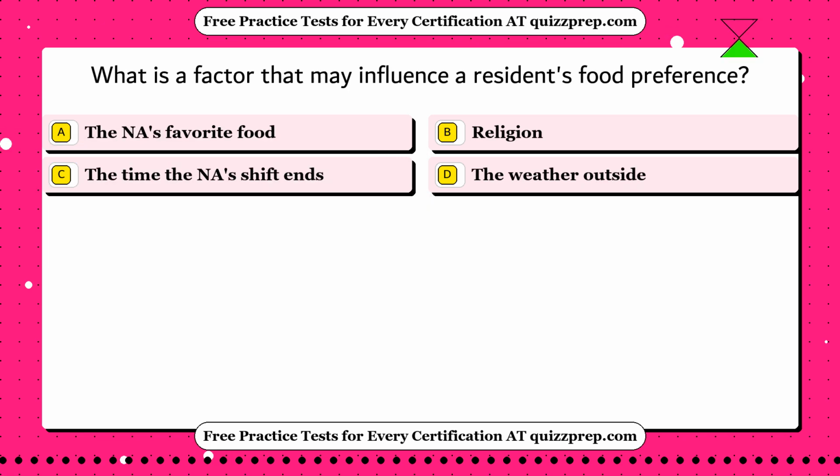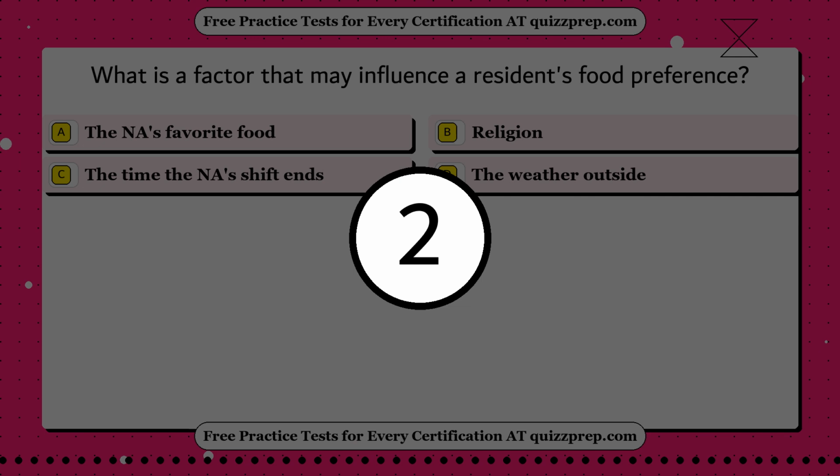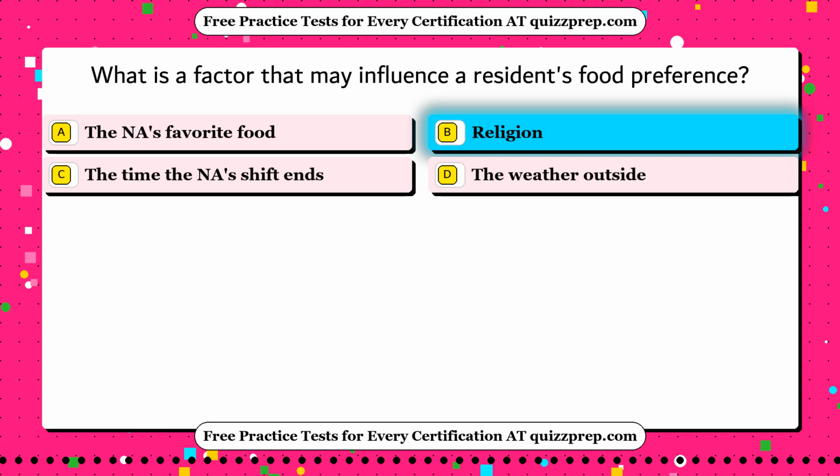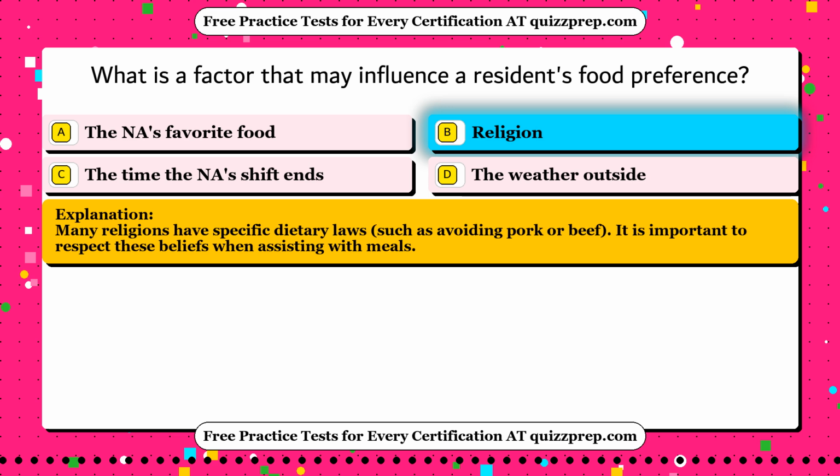Question 8. What is a factor that may influence a resident's food preference? Option A, the NA's favorite food. Option B, religion. Option C, the time the NA's shift ends. Option D, the weather outside. The correct answer is Option B, religion. Many religions have specific dietary laws, such as avoiding pork or beef. It is important to respect these beliefs when assisting with meals.